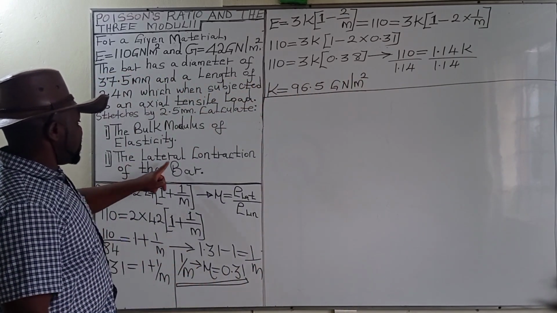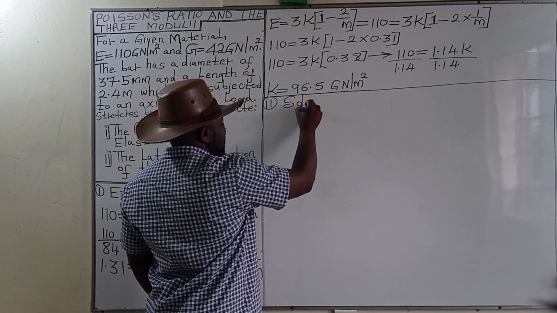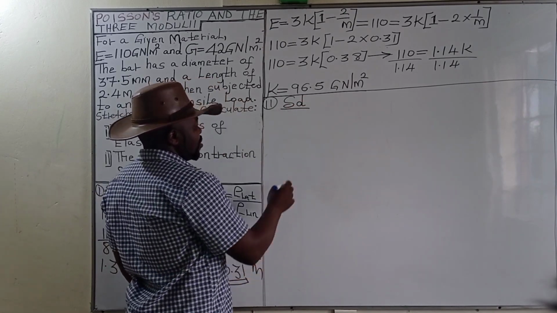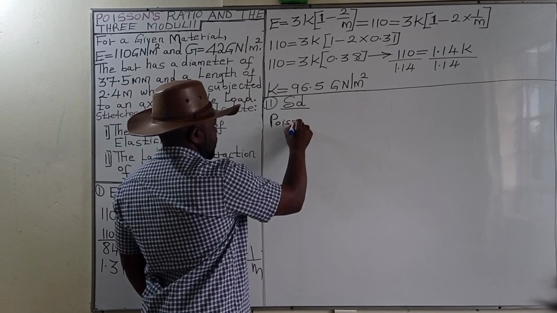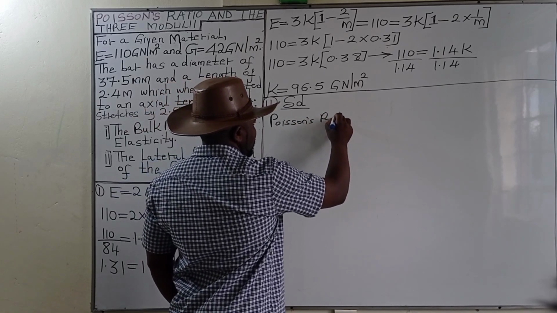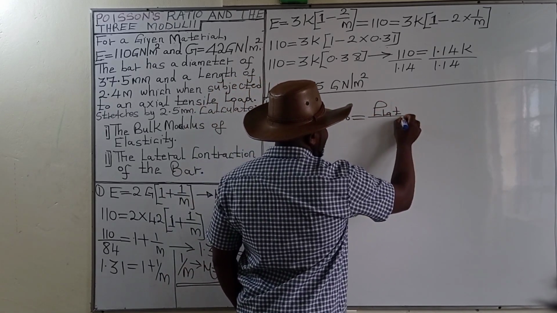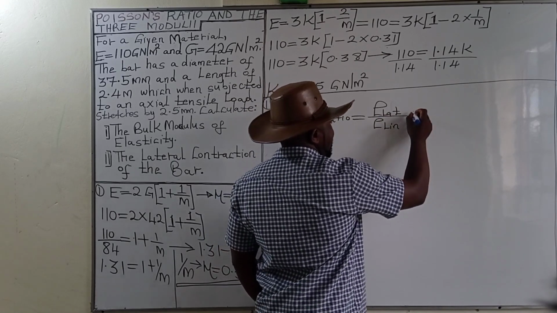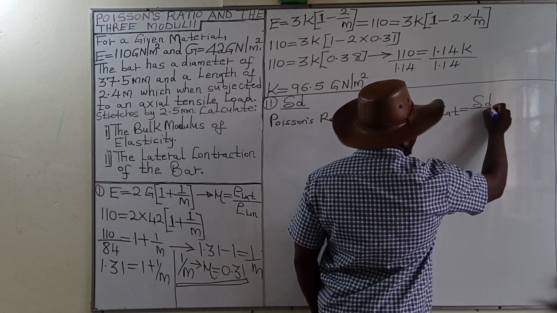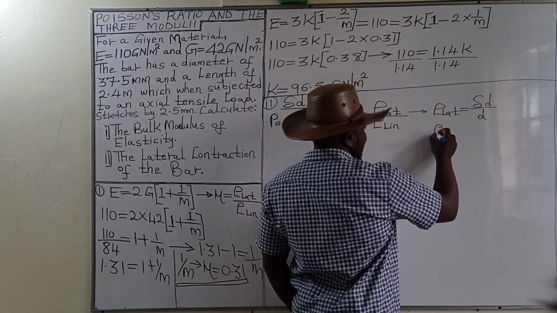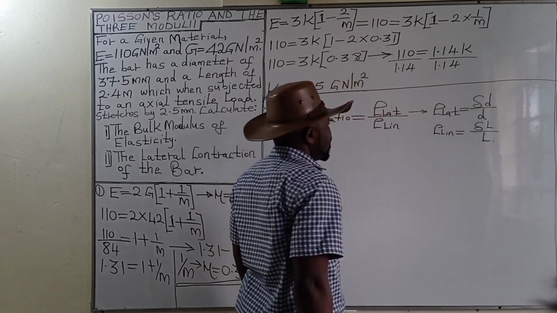Part two of the question, determine the lateral contraction of the bar. Lateral contraction, that is change in diameter. To get the lateral contraction, we are going to use this formula. The Poisson's ratio is usually given by the lateral strain divided by the linear strain. In this case, lateral strain is usually given by change in diameter divided by the original diameter. On the other hand, the linear strain is usually given by change in length divided by the original length.